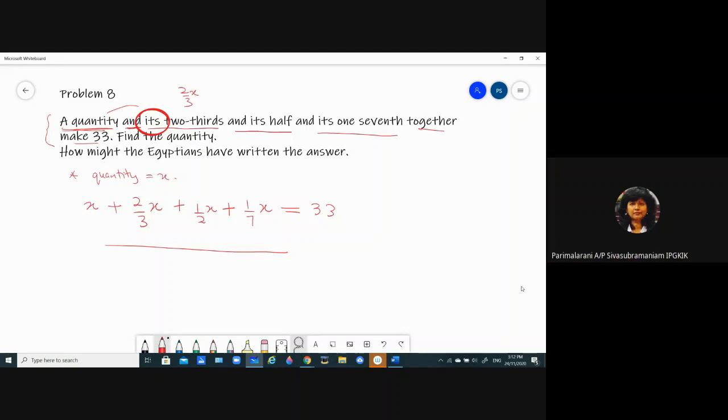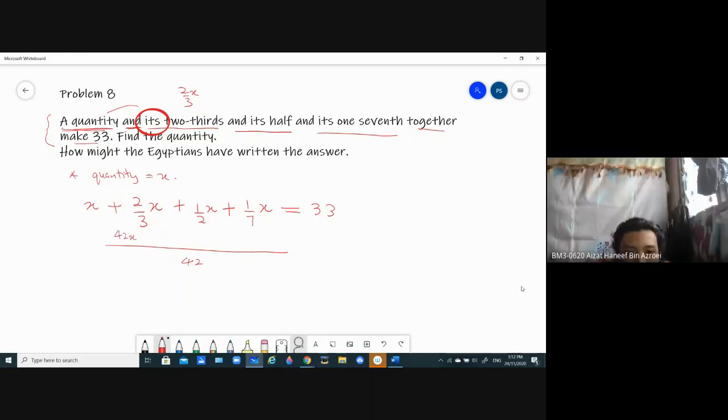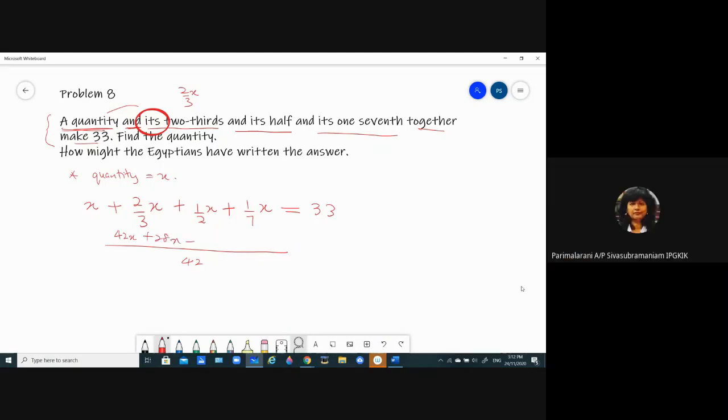What is the LCM? 42. So 42 divided by 1 is 42, this is 42x. 42 divided by 3 is 14, times 2, 28x, plus 42 divided by 2 is 21, so this is 21x, plus 6x, equals 33. So we have 97x equals 1386. X equals 1386 over 97. So we have got the quantity.